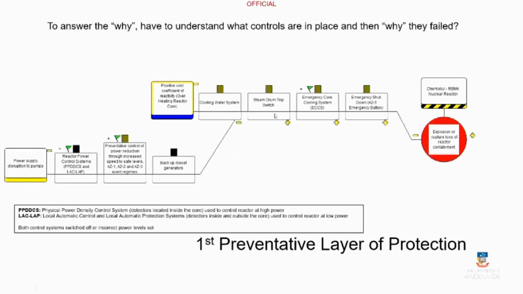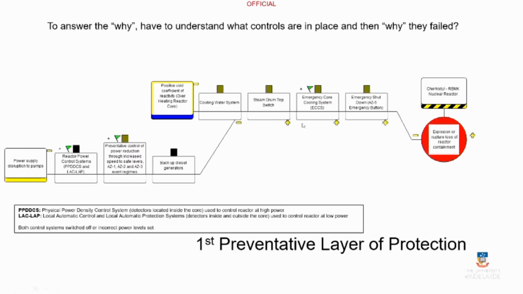The other protection, if the cooling water system started to fail, was the steam drum trip switches. If the steam got too much, meaning there was too much heat, those switches would actually trip the reactor. They were bridged on that evening. They were overridden for whatever reason to do with the test, but this again goes back to how these things work. So this particular control was actually deactivated.